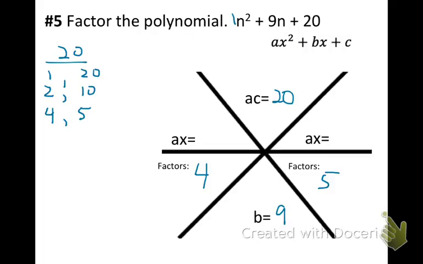And then we'll place our 1n, and in this case it's not x, it's n. And then we'll write it finally in factored form, so that's in the two sets of parentheses. N plus 4 times n plus 5. Notice on these directions that they do not ask us to solve, so that's why we're not taking it that one step further.